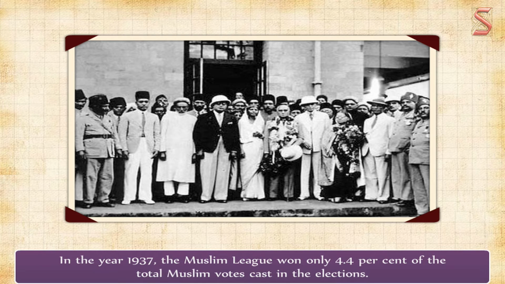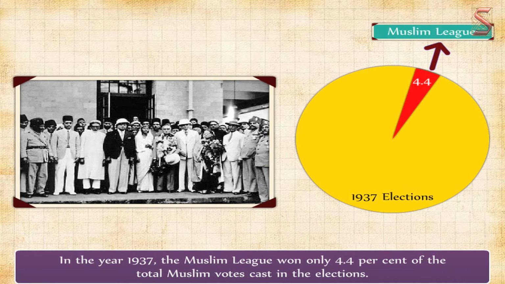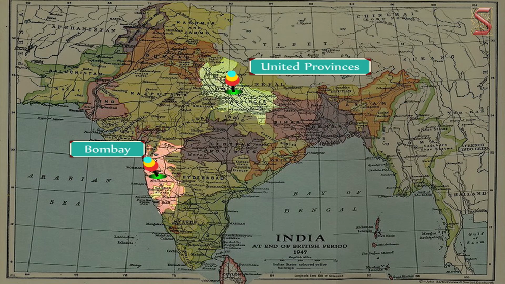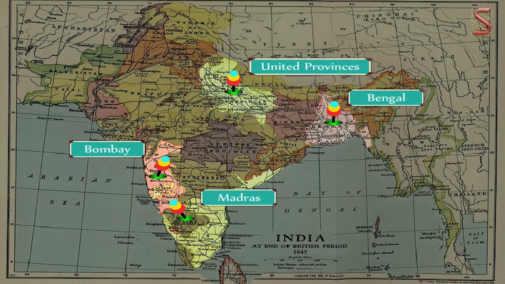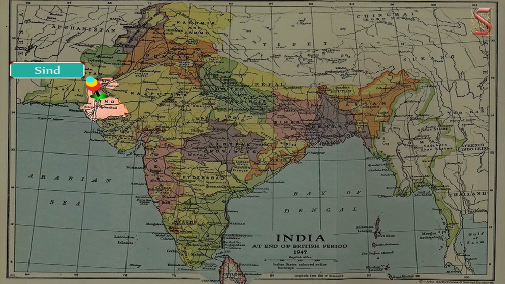In the year 1937, the Muslim League won only 4.4% of the total Muslim votes cast in the elections. It was popular in the United Provinces, Bombay and Madras, while it was weak in the three provinces of Bengal, NWFP and Punjab. The League also failed to form a government in the Sindh region.